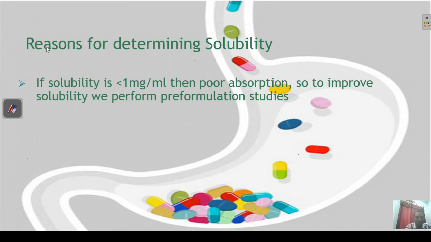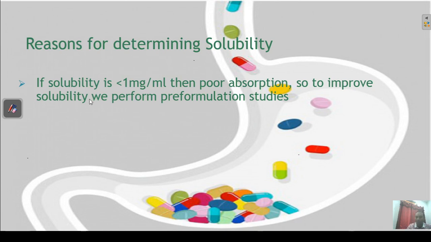Now we are going to discuss the reasons for determining solubility, that is, why we are conducting the solubility analysis. If we see that some drugs have less solubility, then what will we have to do? We have to improve its solubility. You can see here that if the solubility of a drug is less than 1 milligram per ml, it means it has poor solubility. This poor solubility will lead to poor absorption of the drugs, so we have to improve its solubility.